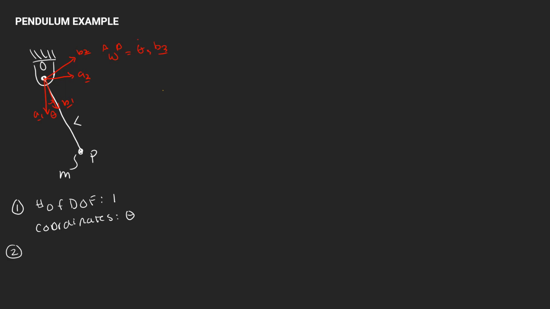And then our next step is to draw our free body diagram or diagrams. Here we only need one. So we have our particle P, and we have two forces acting upon it. We have gravitational force, mg, plus we have a tension force acting through the rod, T.